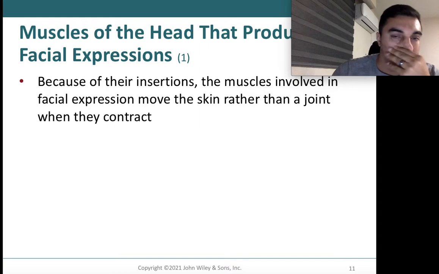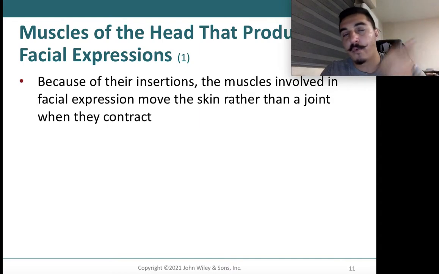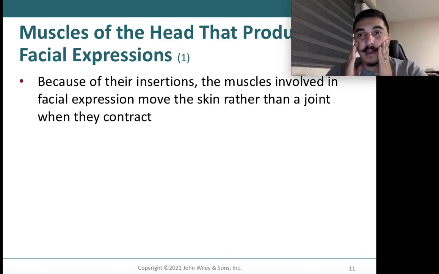Okay, so let's get into it. We'll start with the muscles of the head, and then we'll work throughout our body. Let me go through my books, I don't want to miss anything. We're going to talk about the muscles that are involved in facial expressions, how they move different areas, and why they're named the way they're named.